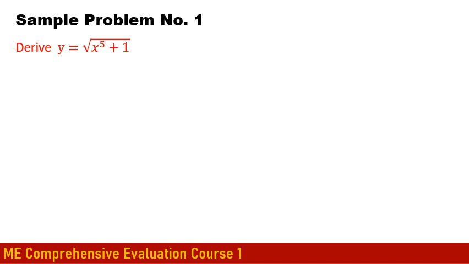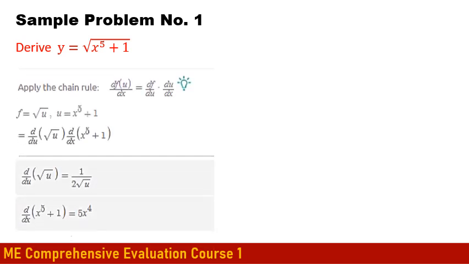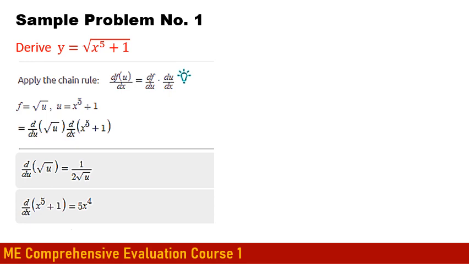Sample problem number 1. Differentiate the function square root of x to the power of 5 plus 1. In this problem, we are going to apply the chain rule. The chain rule is defined as the derivative of the function of u with respect to x is equal to df du multiplied by du dx.